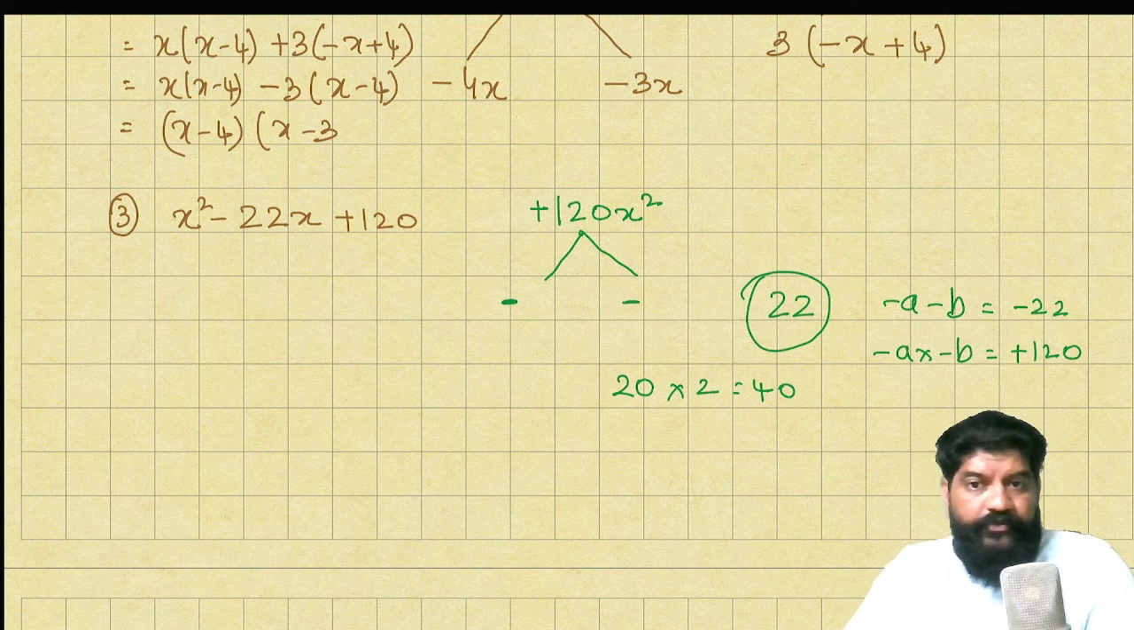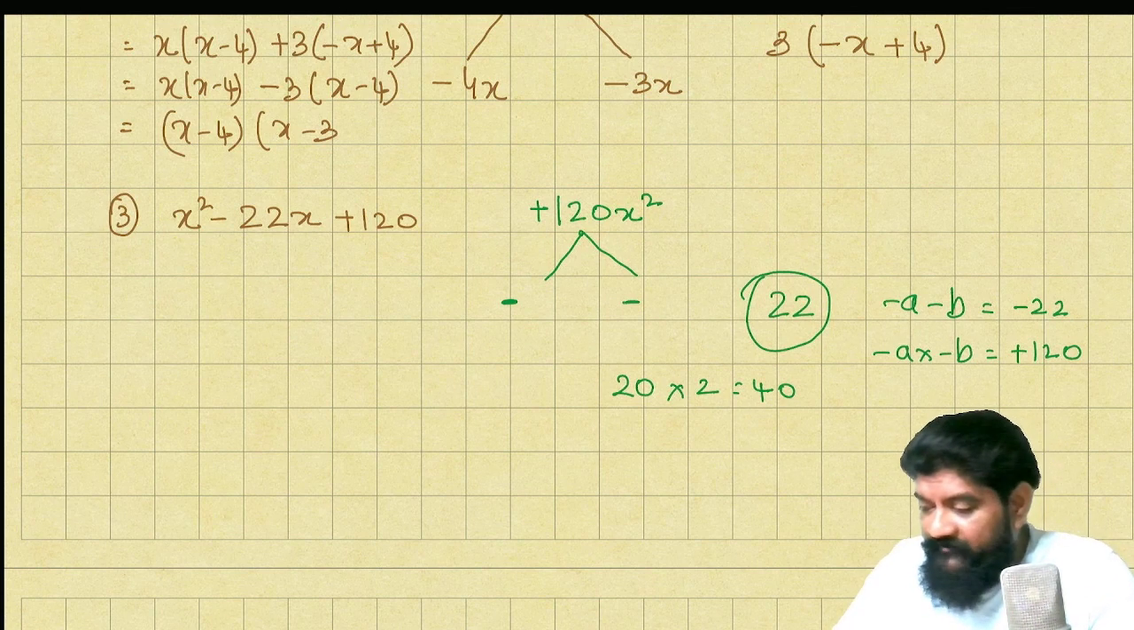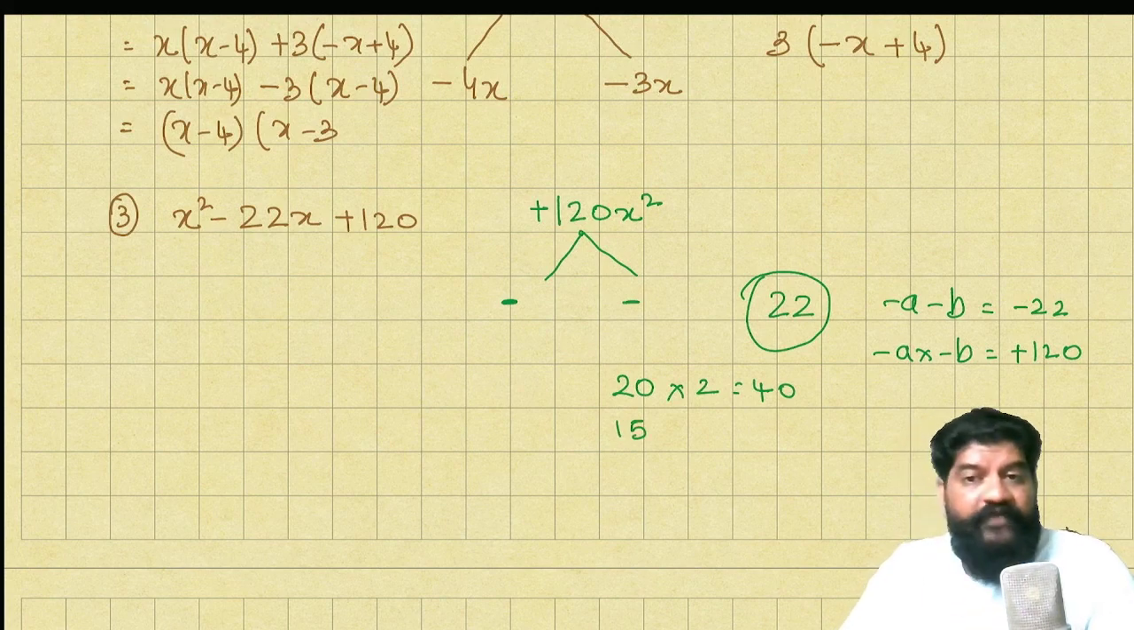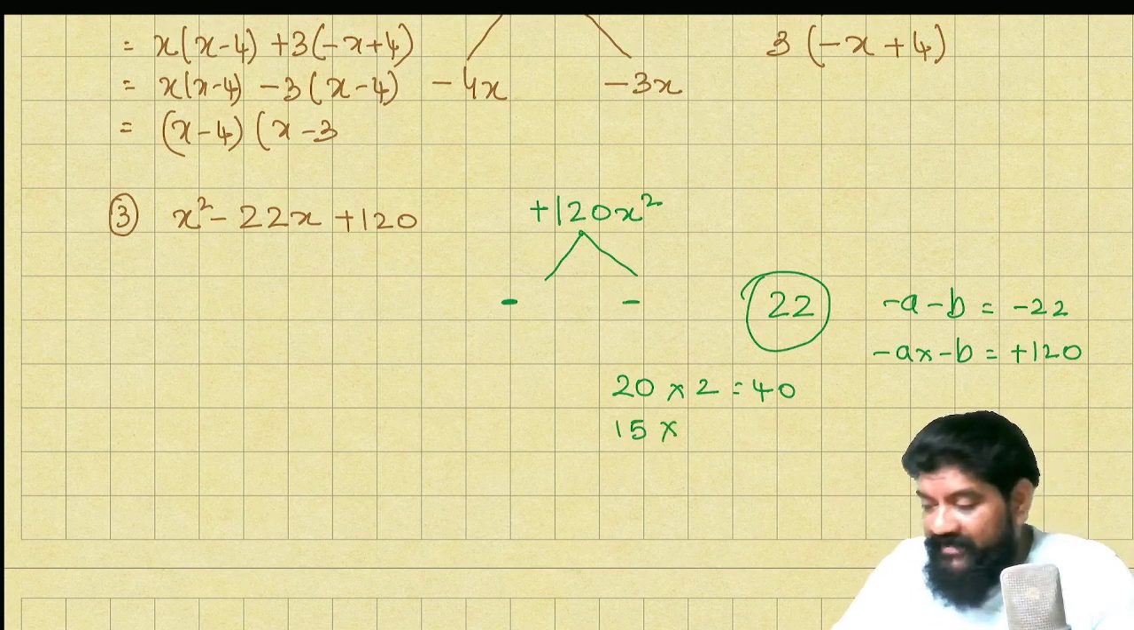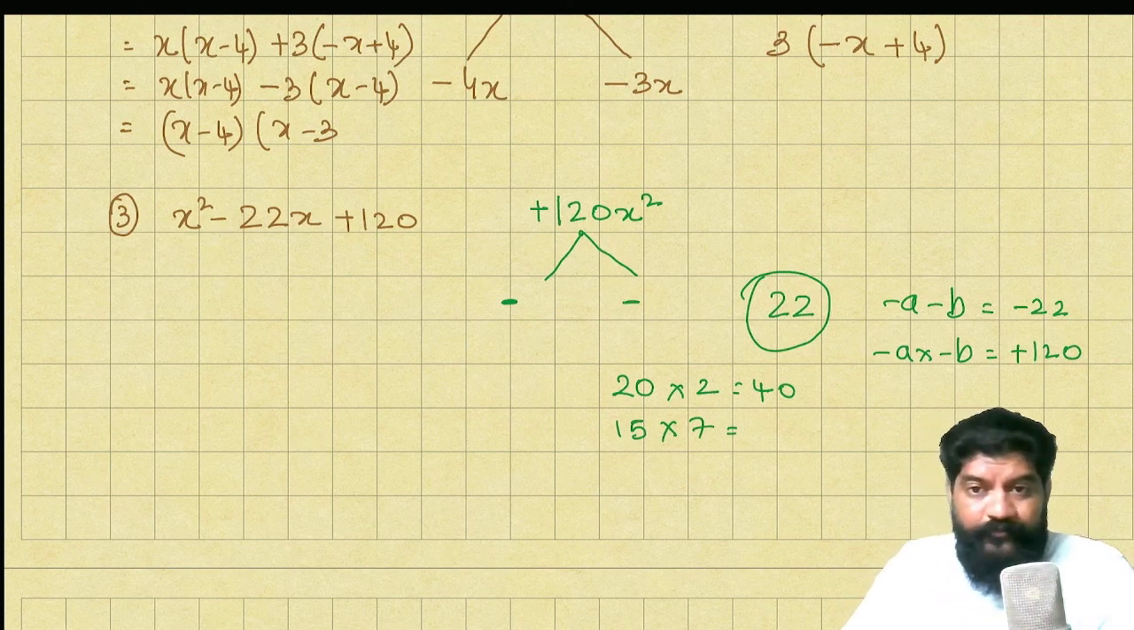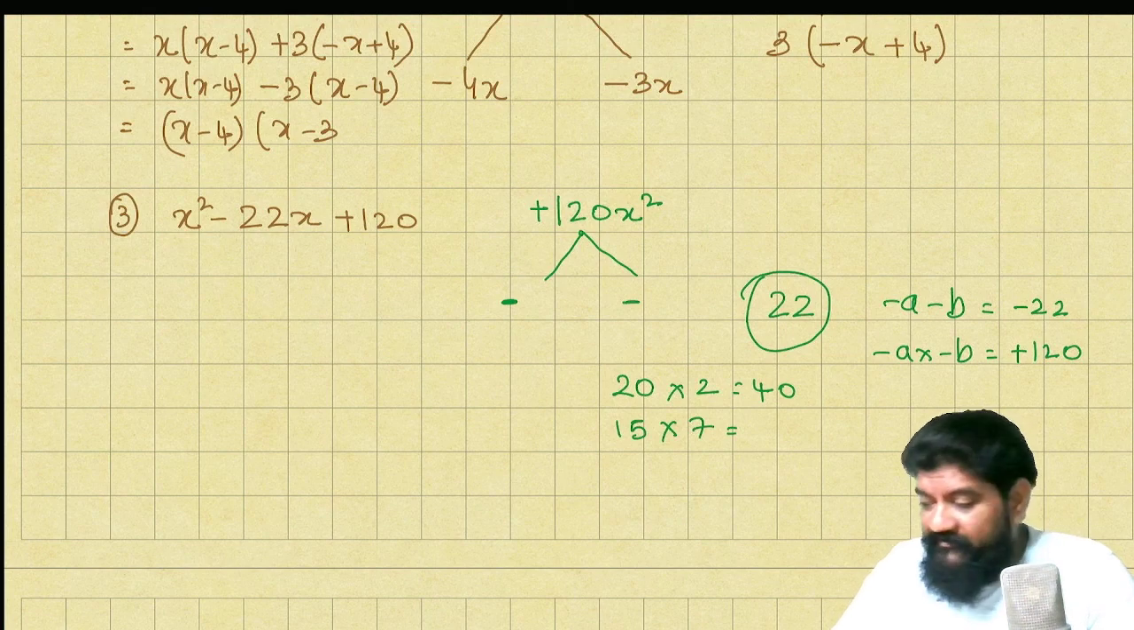So what do you do now? You change the numbers. Choose another number. Let's say I choose a 15. Now if I choose a 15, the number that I'm going to be choosing is a 7, because only that is going to give me a 22. 15 plus 7 is 22. Again, I multiply this. 7 5s are 35. 7 10s are 70, so 105.